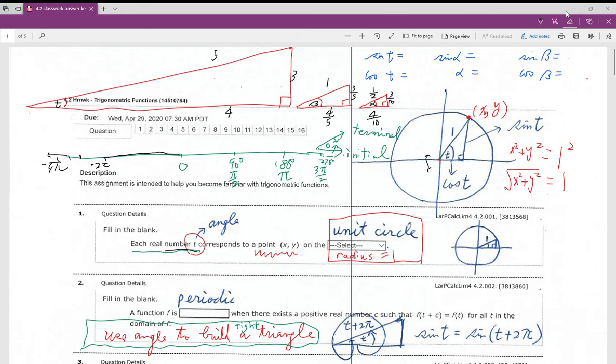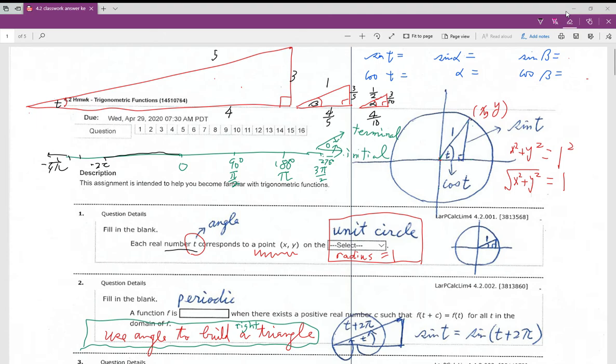Okay. Now, when we talk about trigonometry, it's very important: we find a real number and then find the corresponding coordinate, and then we may build a triangle. And next, we are going to talk about the trigonometric functions.